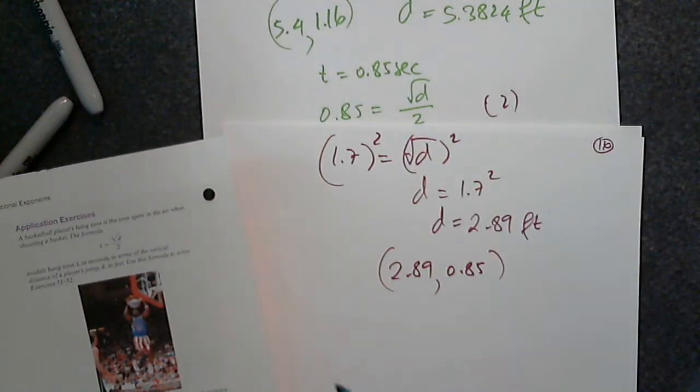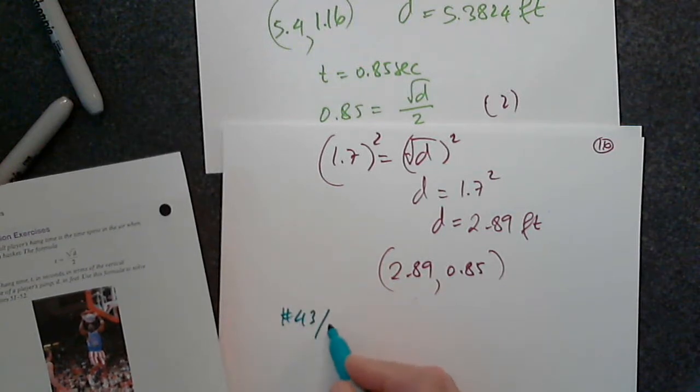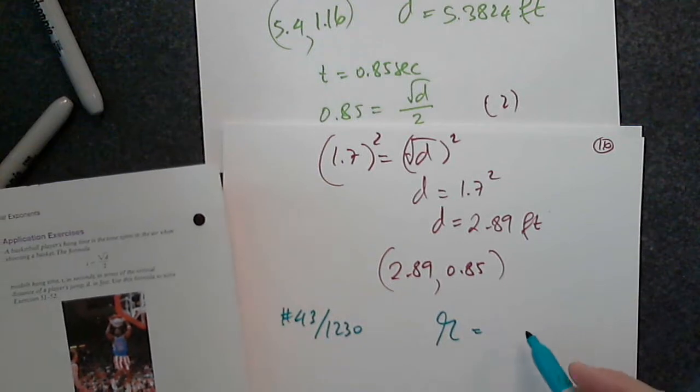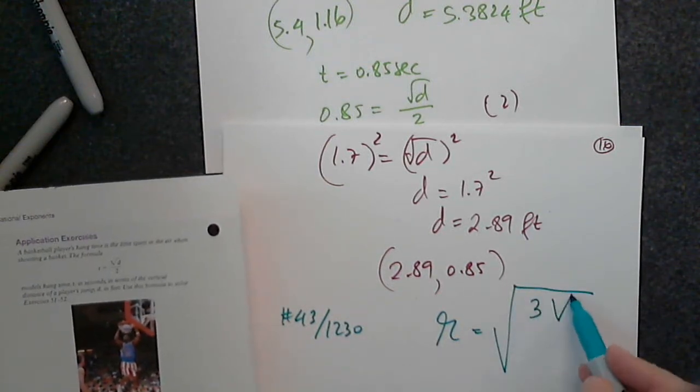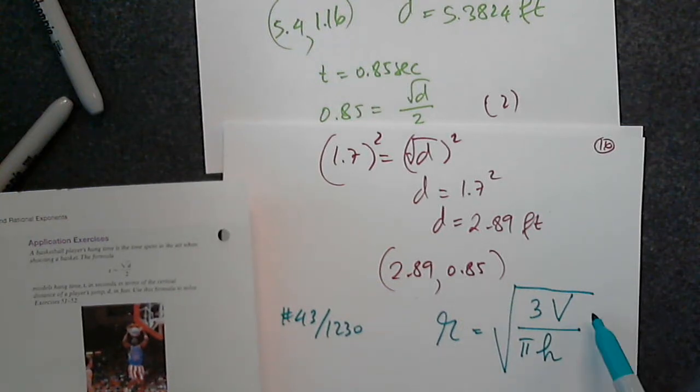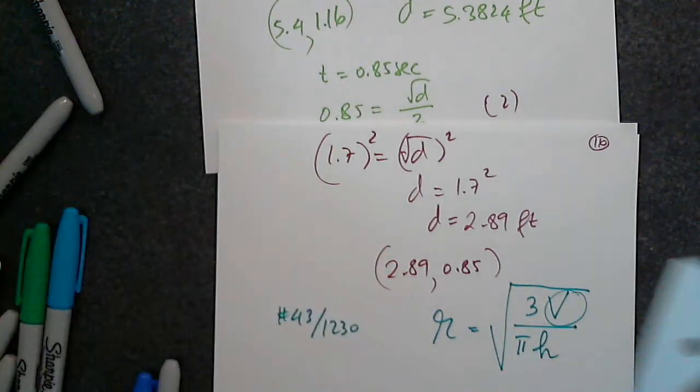Good, 43. Number 1230. Okay, so we have r, lowercase r, is the square root of 3 uppercase V over pi lowercase h. And they want us to solve for V.